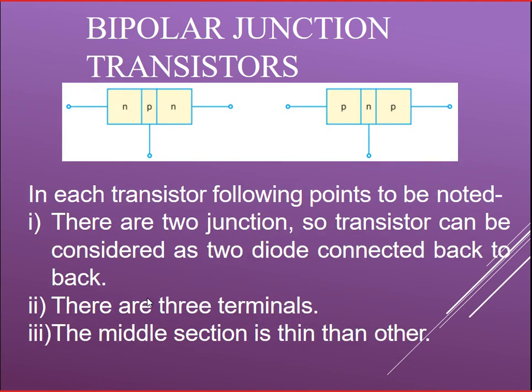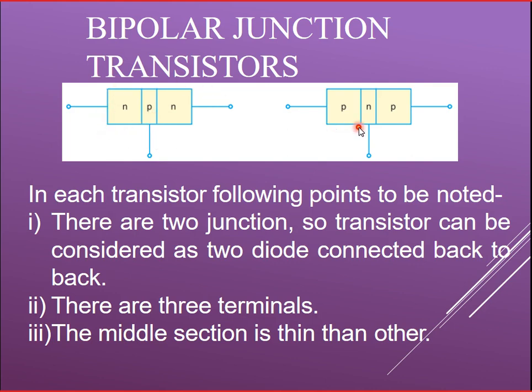Here you can see the structure, like I said. The first one is the NPN transistor, and this is your PNP transistor. Like a normal diode, two diodes are connected back to back. If I take this one, N and P, this is one diode, and here P and N, this is another diode connected back to back. So that creates the transistor structure.